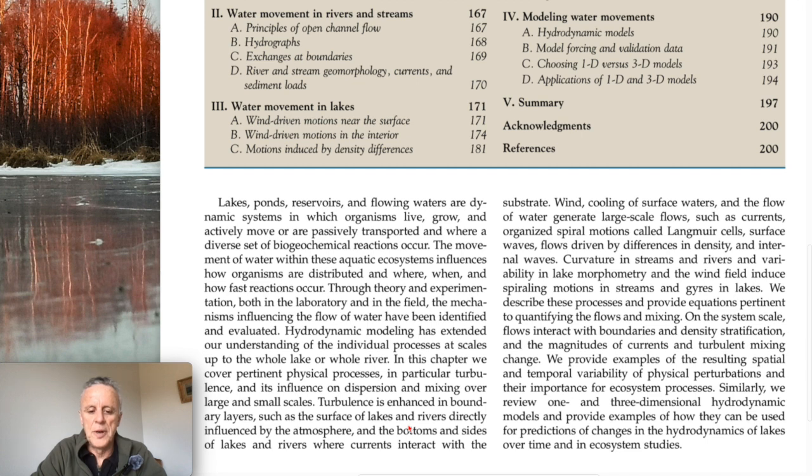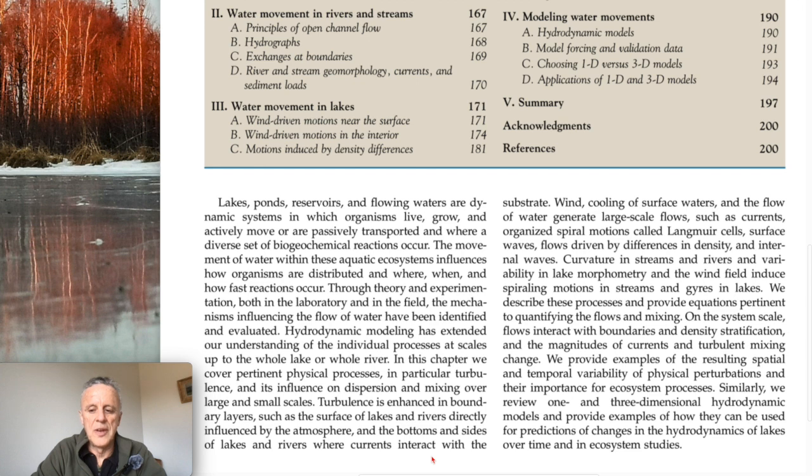In this chapter, we cover pertinent physical processes, in particular turbulence and its influence on dispersion and mixing over large and small scales. Turbulence is enhanced in boundary layers, such as the surface of lakes and rivers, directly influenced by the atmosphere, and the bottoms and sides of lakes and rivers where currents interact with the substrates. Wind, cooling of surface waters, and the flow of water generate large-scale flows, such as currents organized in spiral motions called Langmuir cells, surface waves, flows driven by differences in density, and internal waves.